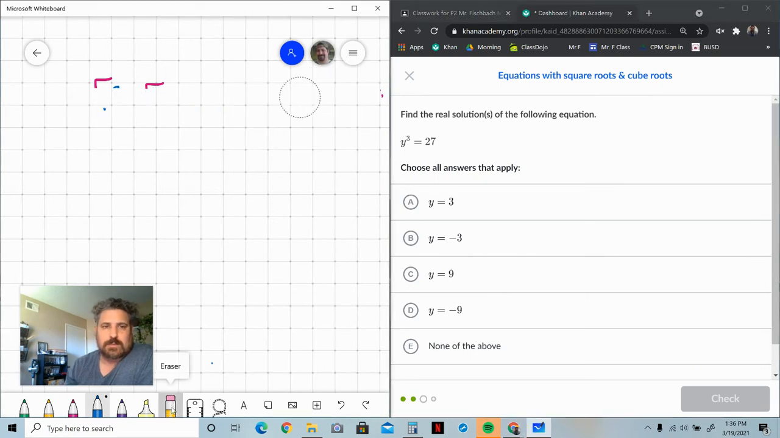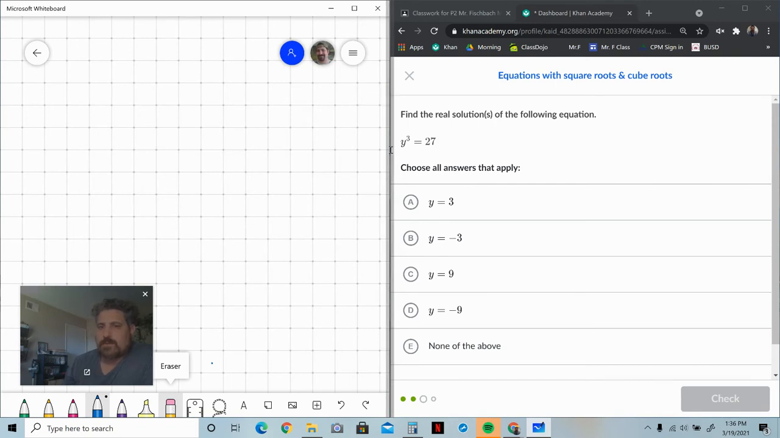All right, let's erase this. Next one. It says find the real solutions of the following equation. So it's going to be y to the third power equals 27. You want to take the square root of both sides.